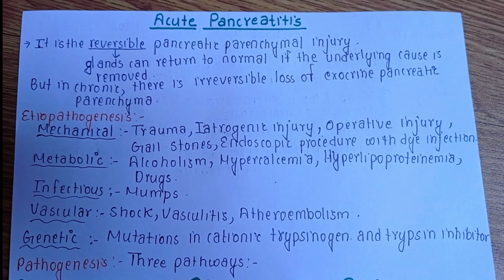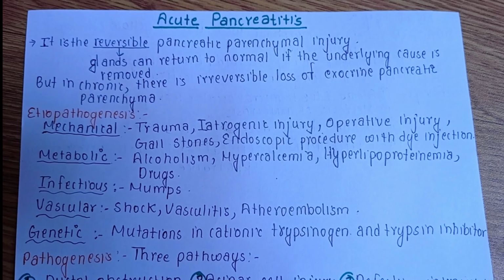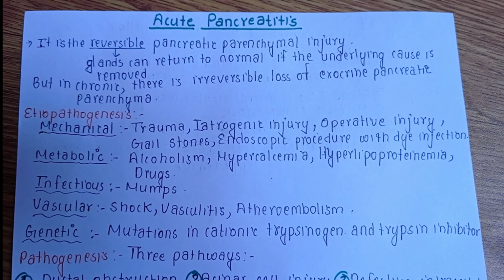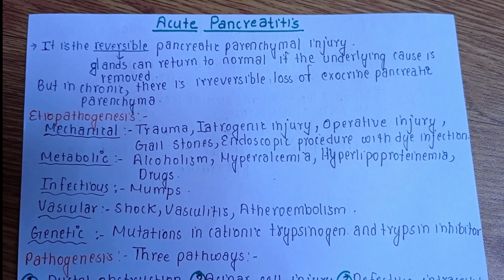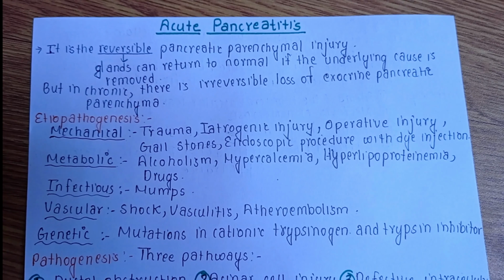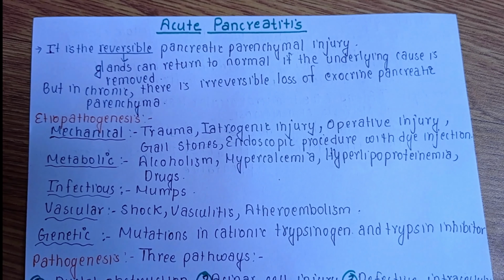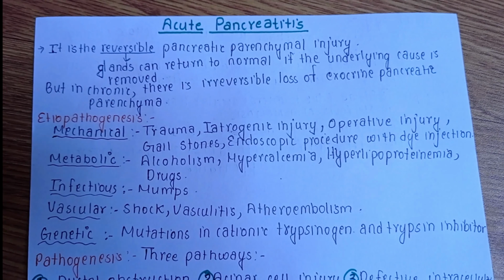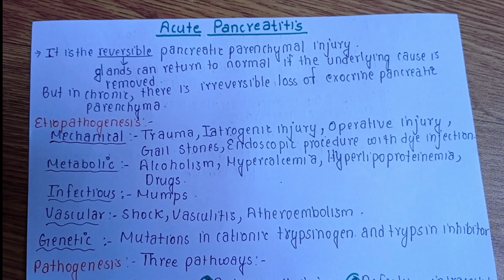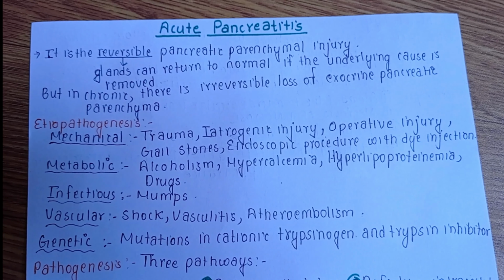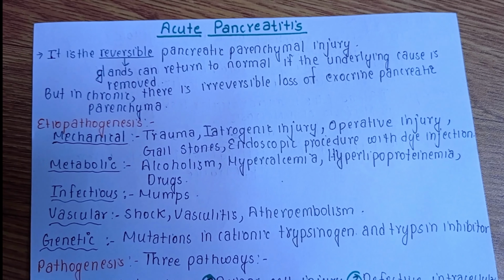Next one is metabolic, which includes alcoholism, hypercalcemia, hyperlipoproteinemia, and drugs. Drugs like azathioprine cause acute pancreatitis. In infectious, we have mumps, and in vascular, we have shock, vasculitis, and atheroembolism.